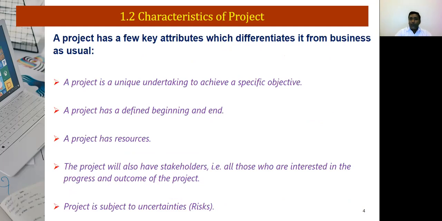A project has a few key attributes which differentiate it from business as usual. A project is a unique undertaking to achieve a specific objective. When it comes to business, business will have multiple objectives, for example, revenue maximization or increasing the market share. But when it comes to a project, it has a specific objective. A project will have a definite time period. For example, if we are starting today, that is 1st August 2021, in about 3 years' time we are going to complete the project. Whereas business continues to do so.